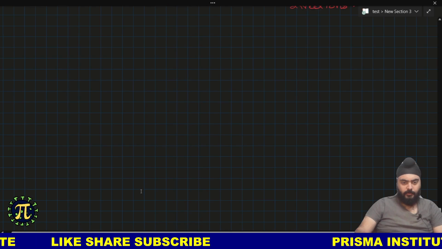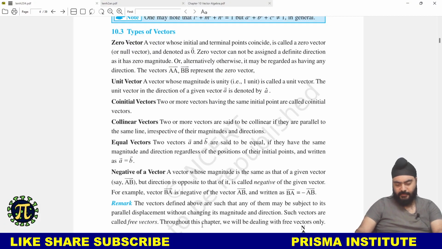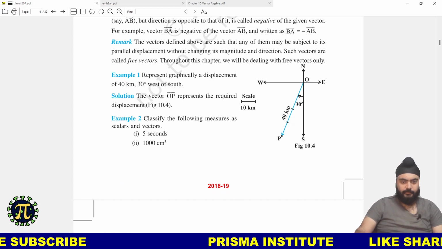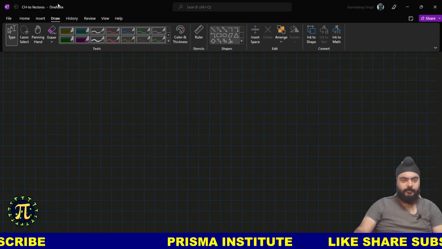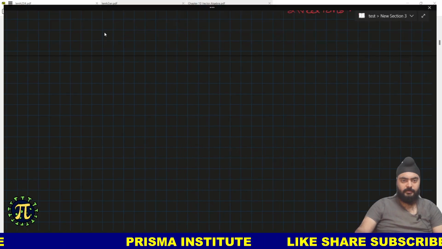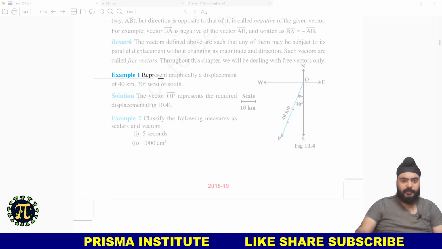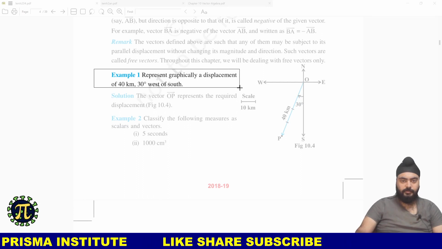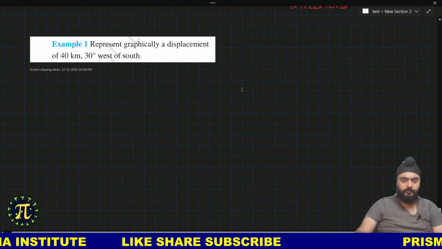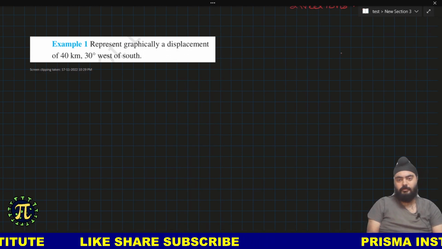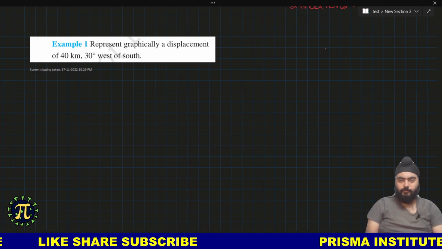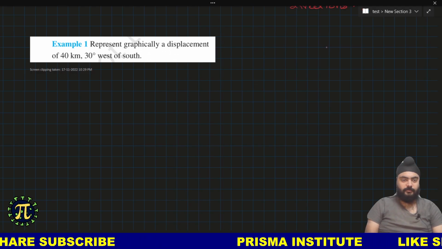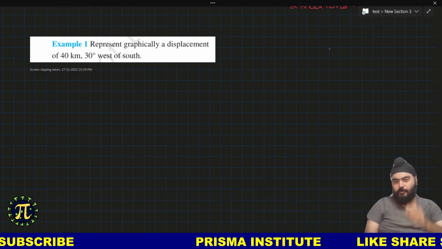So we can now move into the examples and complete our first exercise. We have example 1 from NCERT. It says: represent graphically a displacement of 40 kilometers, 30 degrees west of south. Hopefully you know what is west of north and east of north.